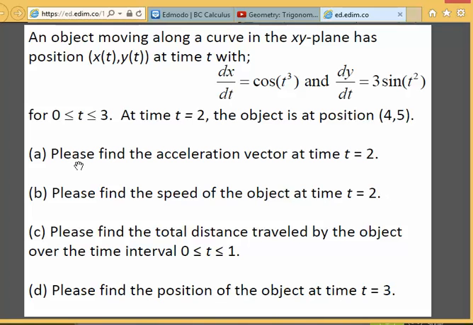So first things first, let's look at what we've got. We've got a curve defined parametrically. In fact, they're giving us dx/dt and dy/dt right from the start, and a couple of initial conditions and restrictions. And then it says, please find the acceleration vector at time equals 2. Clearly that is something different. We've never had to put it in that form. The good news is it's just a different notation.